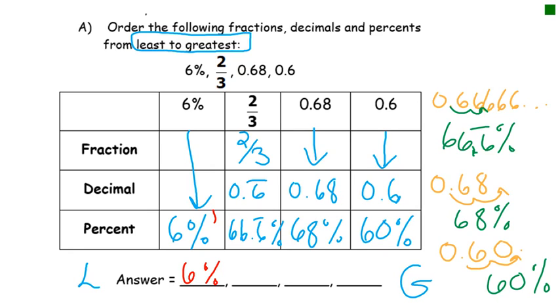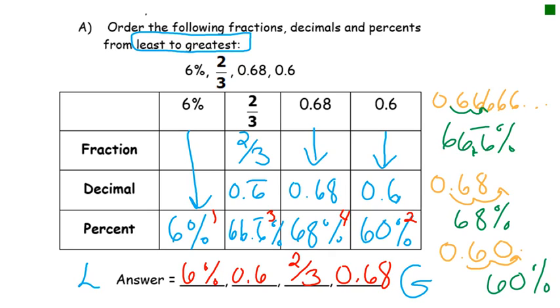Now I'm looking at the other percentages. I have 66.6 repeating percent, 68%, or 60%. So the next smallest value, going from least to greatest, would be that 60%. And I'm going to put it in its original form, which is 0.6. Then I would have the 66.6 repeating percent. Its original form was 2/3. And the greatest value that I would list last is that 68%. Its original form was 0.68. So I will write that in its original form in the last blank.